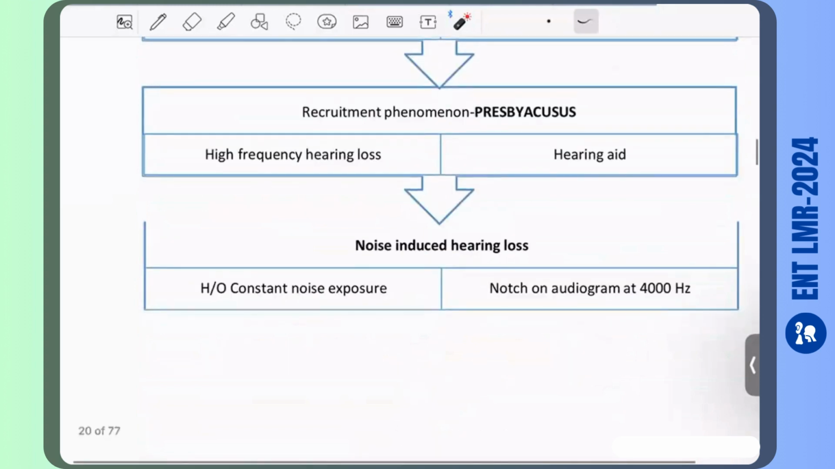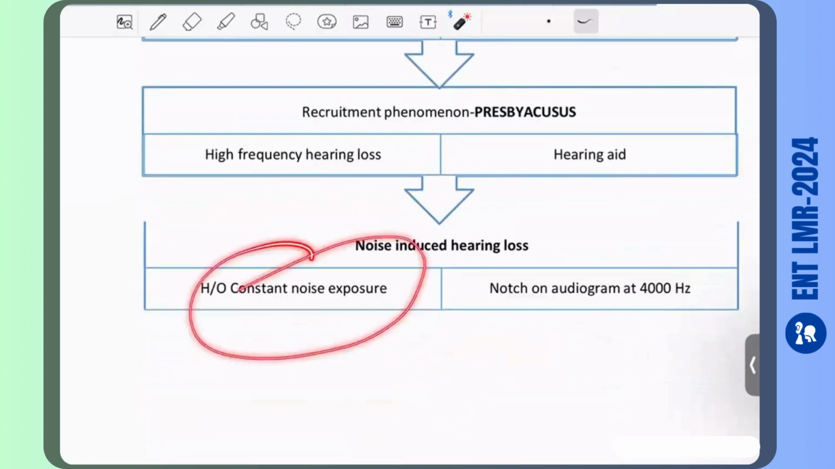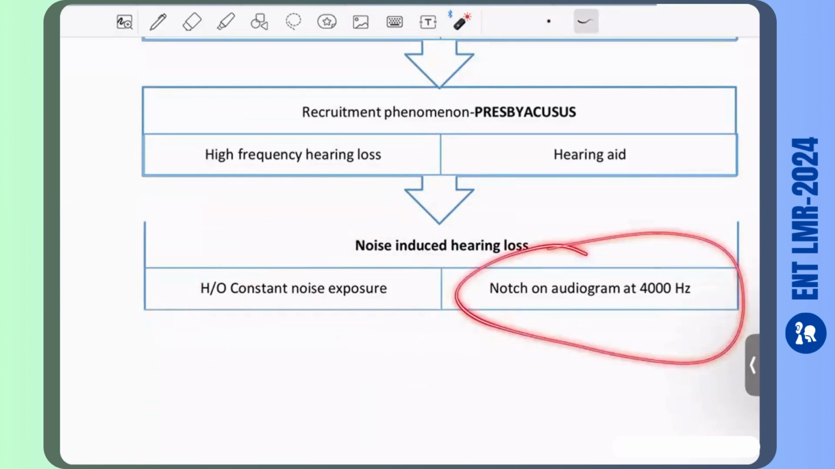The last thing: if there is constant noise exposure and you will see a notch on audiogram at 4000 Hertz, it is noise-induced hearing loss. Okay.